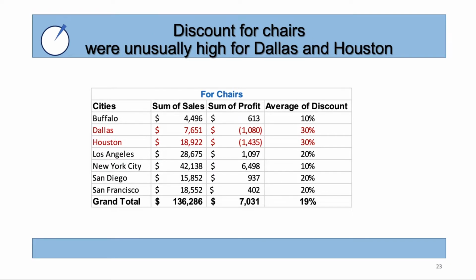So we are on to our last subcategory here, which is chairs. And if we take a look at our table and look at the overall average discount, we can see that it's actually lower than both the bookcases and tables value for average discount. But again, if we look at the average for Dallas and Houston, which are in the red text, we can see that their average discounts are extremely high compared to that of the other cities. So this confirms why the furniture category was losing money, as well as why Texas was the least profitable state.